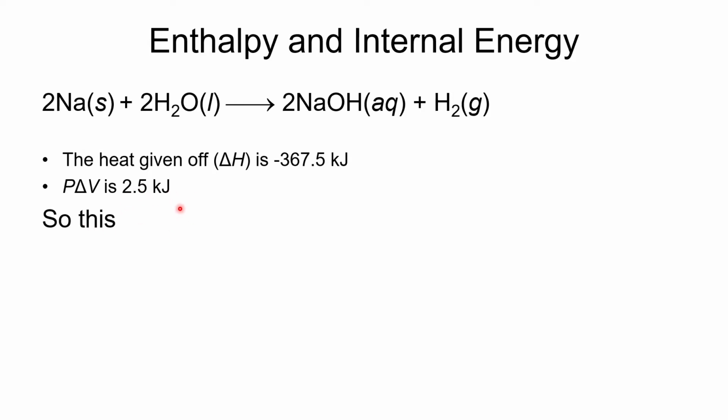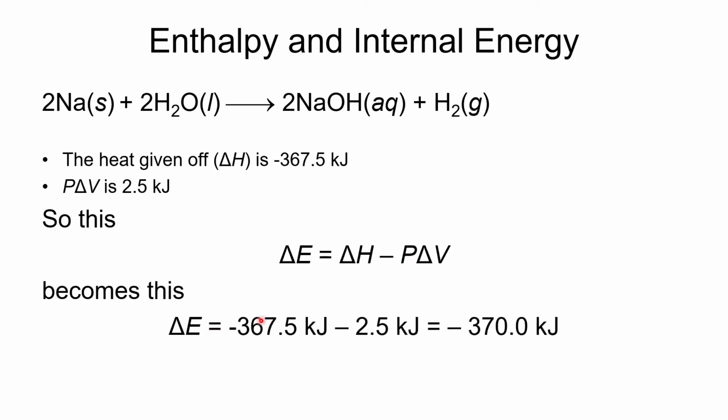All right. So if we have the equation delta E is equal to delta H minus P delta V, we put those numbers in. So negative 367.5 for our delta H, because that's the heat at constant pressure. And then negative 2.5 kilojoules is the negative P delta V. And that gives us a delta E that's negative 370.0. Well, you will see that the value of delta H and delta E are pretty close. That difference is almost negligible. Now, I wouldn't say it's completely negligible, but it is a relatively small number.